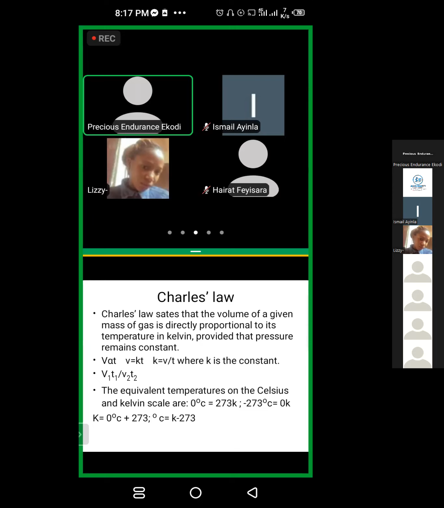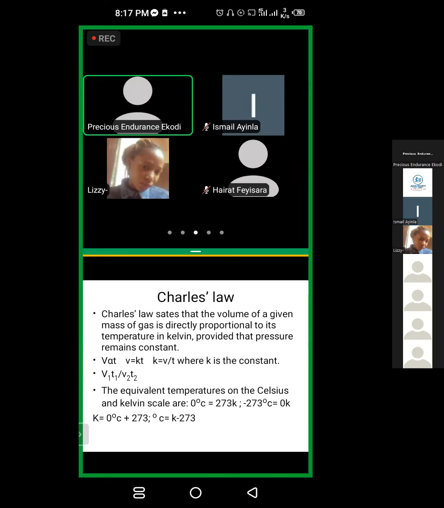What's the implication of that? If you are given a temperature in Celsius, let's say now you have 10 degrees Celsius, for you to find it in Kelvin, all you have to do is add 273. So that will be 10 plus 273. It will give you 283. That would be the value of that temperature in Kelvin.